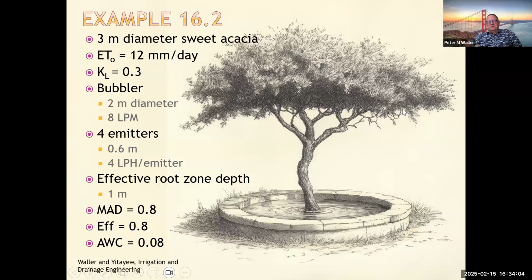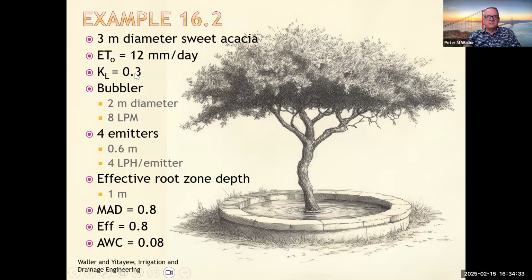So this is our first example. This is an acacia tree with a well around it. We have a bubbler, a 2-meter diameter, and 8 liters per minute flow rate. Also, we're going to look at whether if we irrigated it with 4 emitters. Those would have a 0.6 meter diameter wetted area and 4 liters per hour per emitter. So this is liters per minute. This is liters per hour.